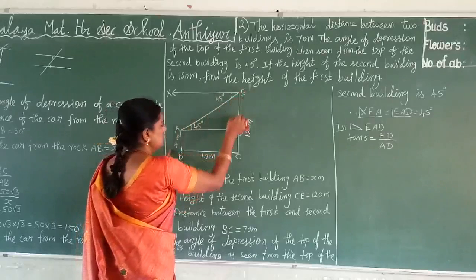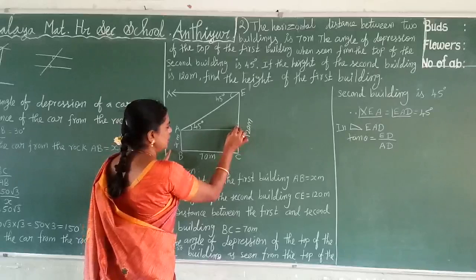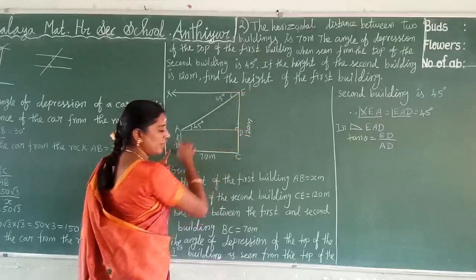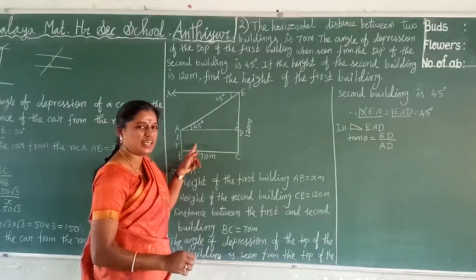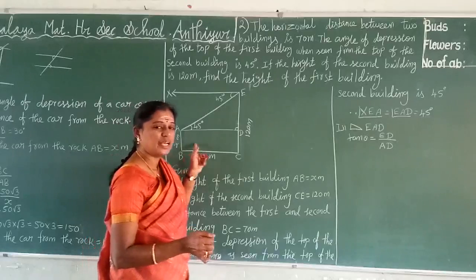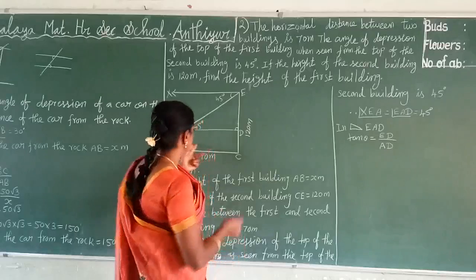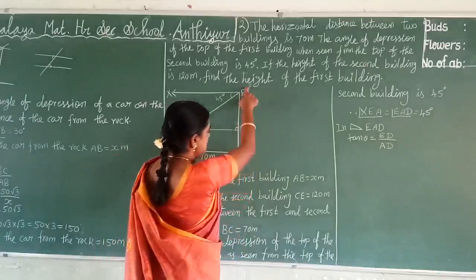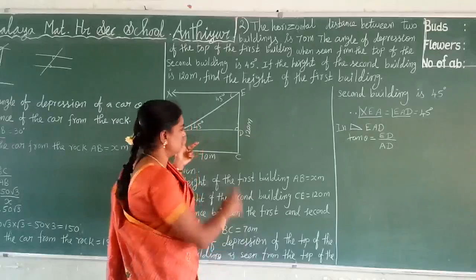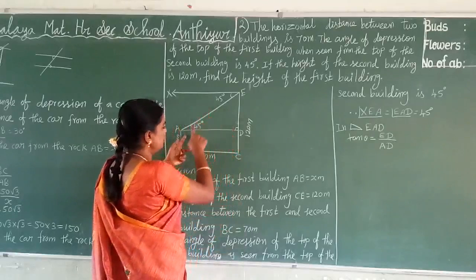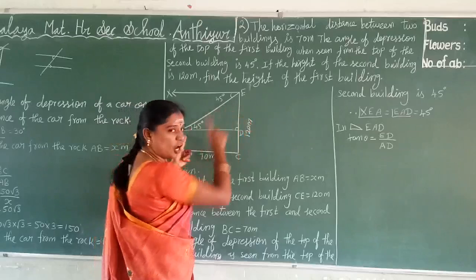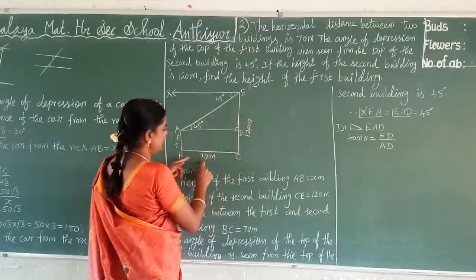So now you consider this right angle triangle. Here make 90 degree. Like that, draw a right angle triangle. We want to make a right angle triangle, then only we can apply the trigonometric ratios. So ADE is a right angle triangle. This one is 90 degree, this one is the hypotenuse. Here 45 degree, this one is the opposite side. This one is 70.